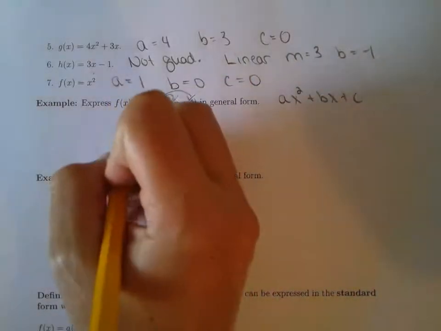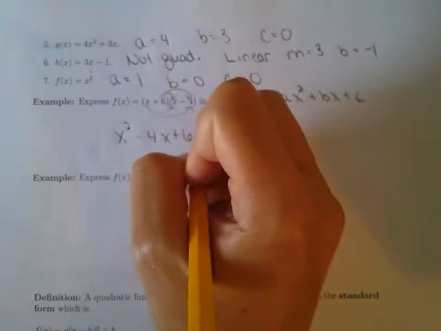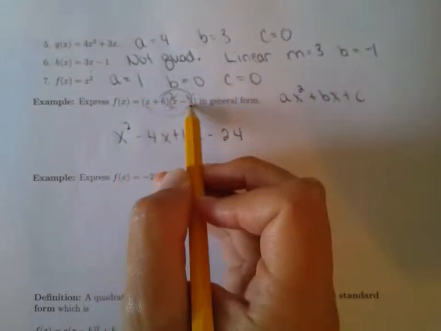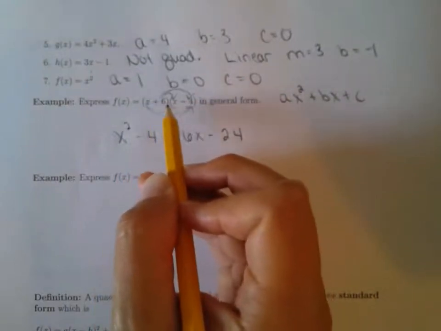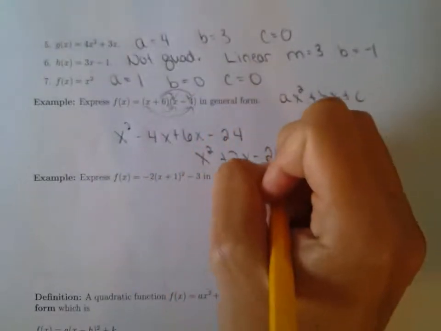Okay, so x times x is x squared, minus 4x plus 6x minus 24. So make sure I did that right. X times negative 4, 6 times x, and then 6 times negative 4. Okay, this simplifies to x squared plus 2x minus 24.